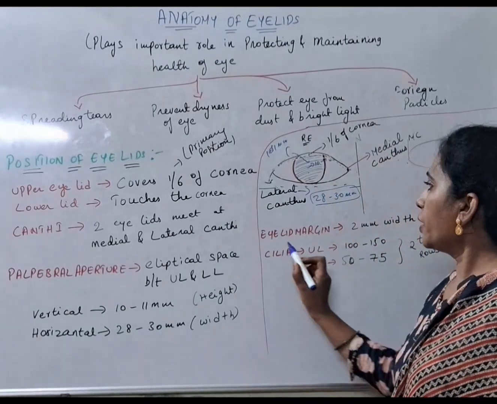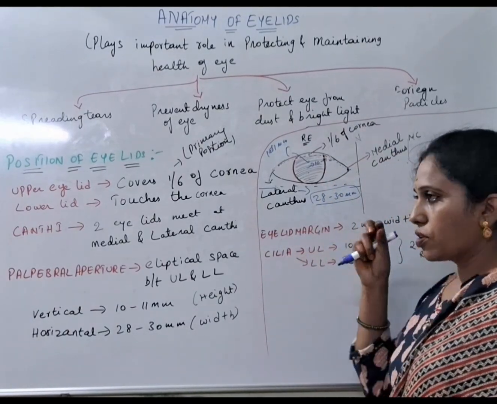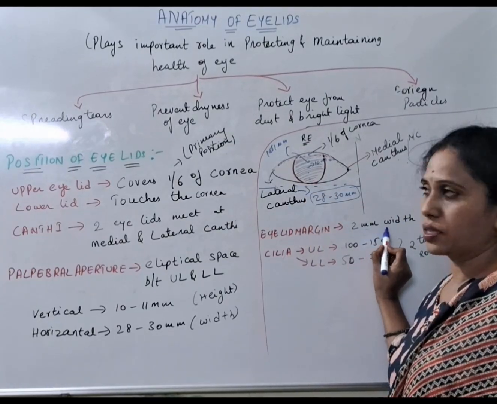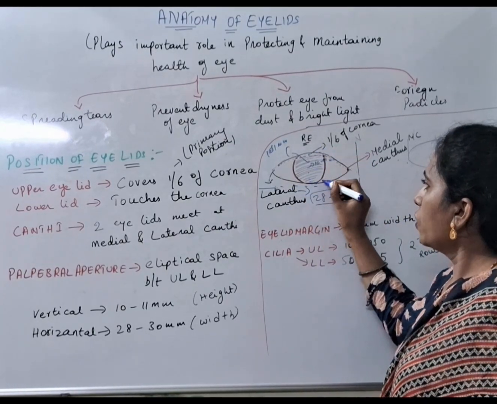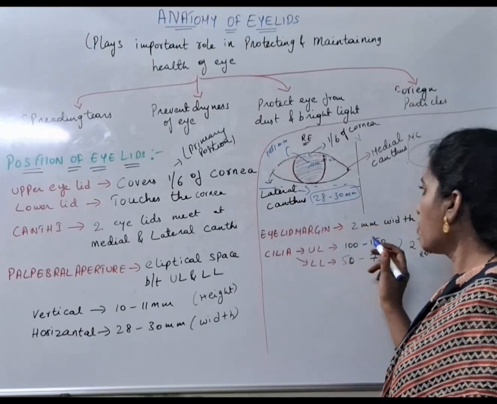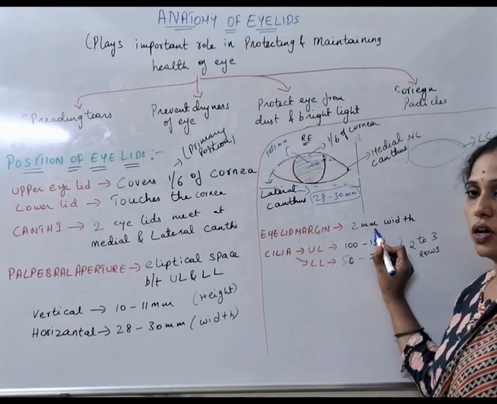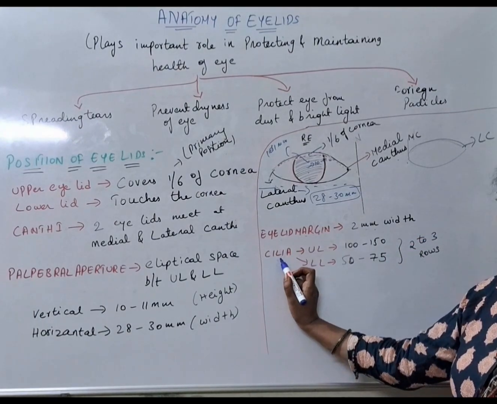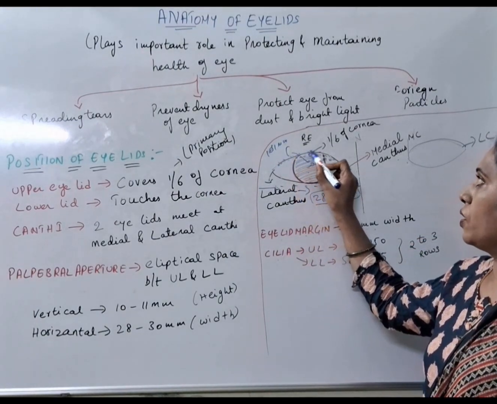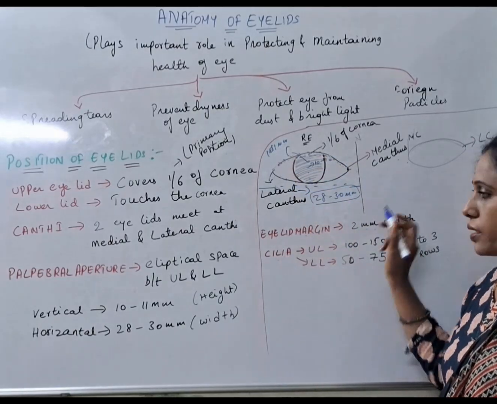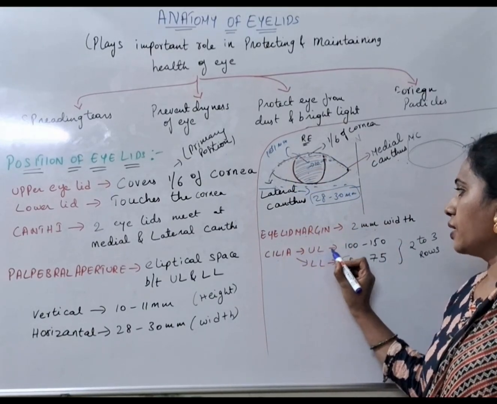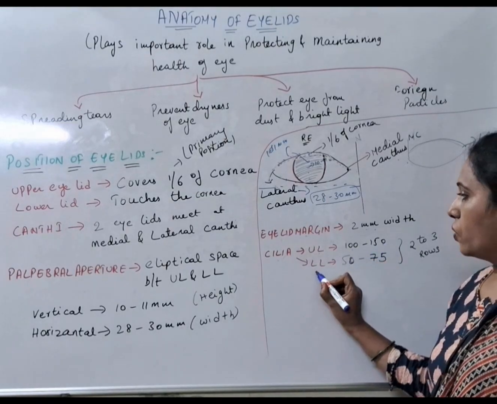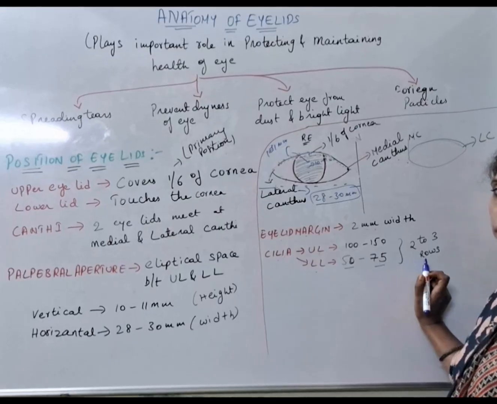Next, coming to the eyelid margins. Eyelid margin means this one. Whether it is the upper eyelid or lower eyelid, the thickness of the lid margin will be around 2 mm. And coming to the cilia, cilia is nothing but the eyelashes. Eyelashes are present all over the upper eyelid as well as the lower eyelid. The count of the cilia in the upper eyelid will be around 100 to 150 and in the lower eyelid around 50 to 75.